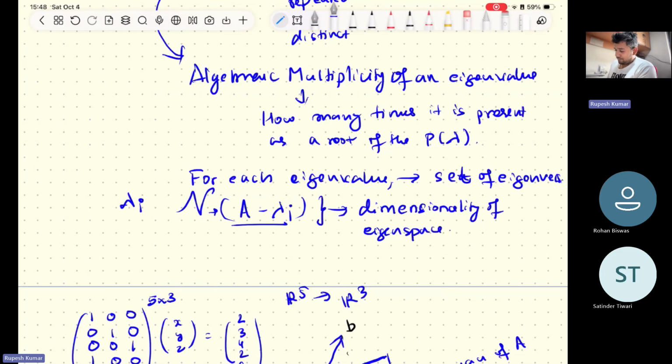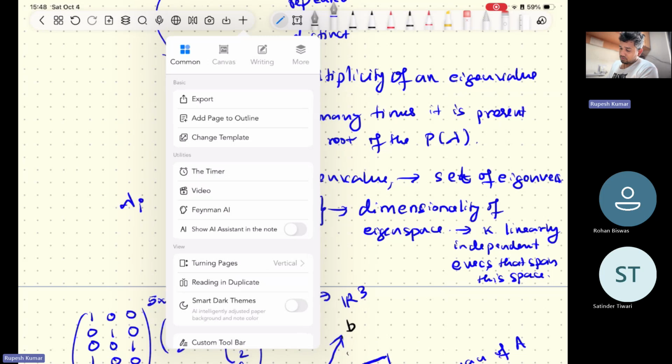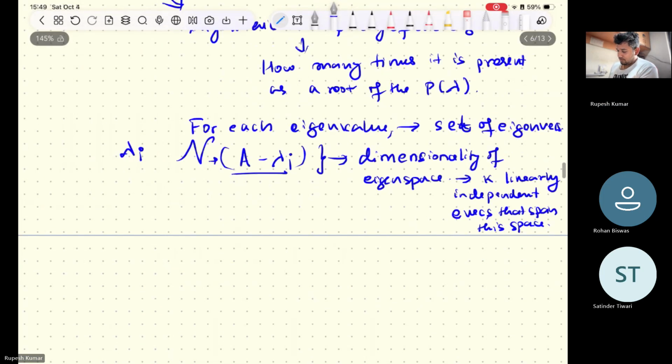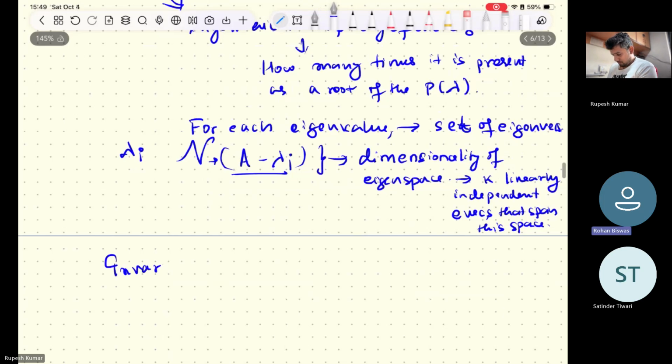Eigenspace. Now you can always define k linearly independent eigenvectors that span this space, right? And you know that this space is also known as an invariant subspace, because they don't go out of their line. Invariant subspace of lambda I.